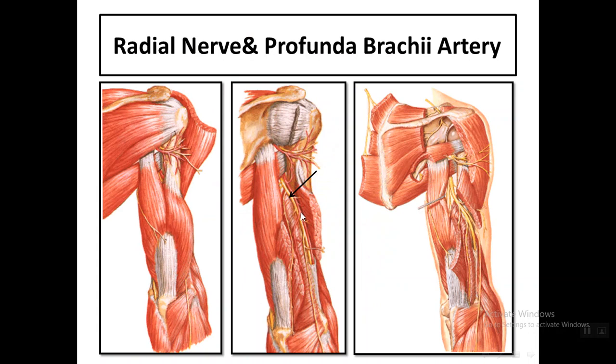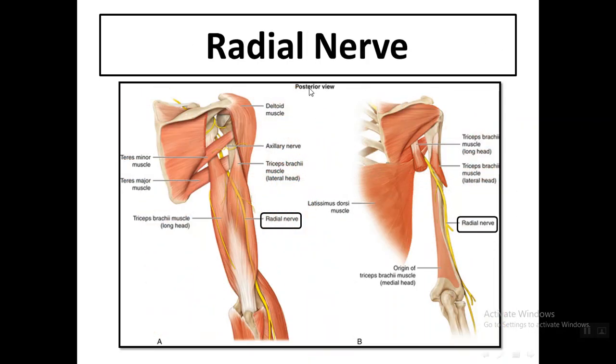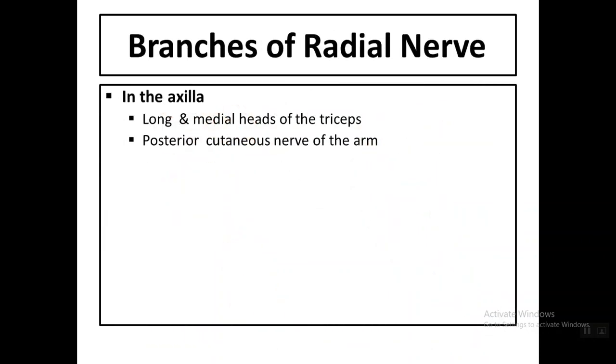Here, this is the radial nerve with the profunda brachii artery in the spiral groove, and the radial nerve gives branches to the muscles and also cutaneous branches. This is the radial nerve, also in another figure, passing in the posterior compartment and supplying the triceps muscle as it passes in the spiral groove. At the lower end of the arm, it will pass through the lateral intermuscular septum to become in the anterior compartment.